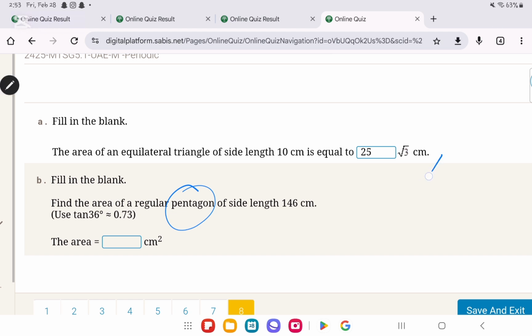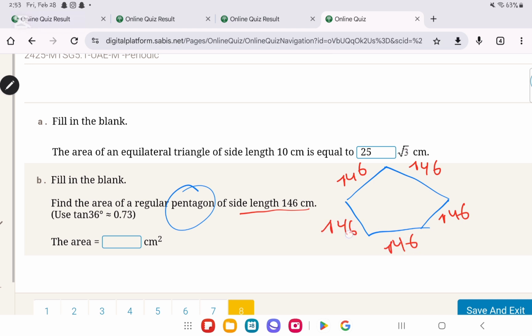Let us draw a regular pentagon. I know it's not going to be the best drawing, but it's what I can do. So a regular pentagon will look something like this. It's not a good example, but just imagine it's a pentagon. So side length is 146 centimeters.